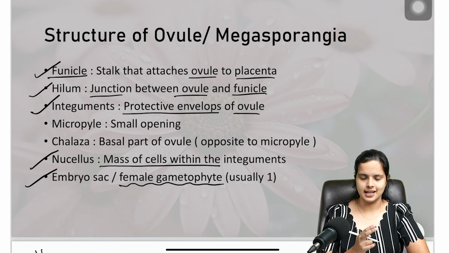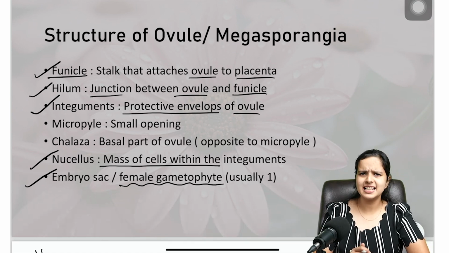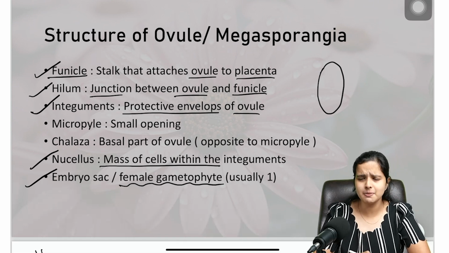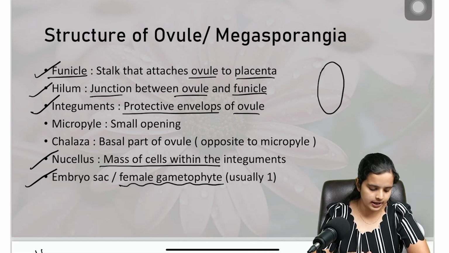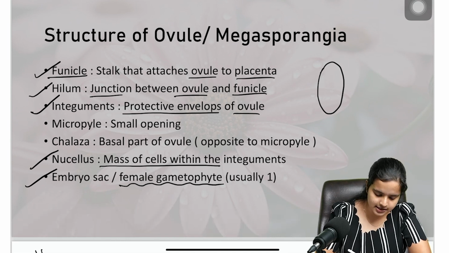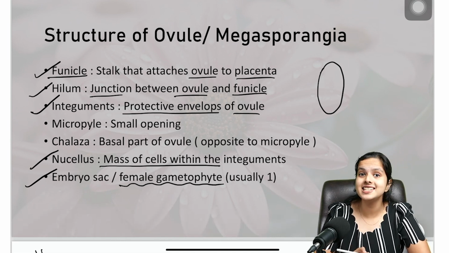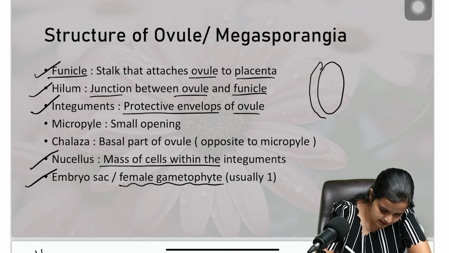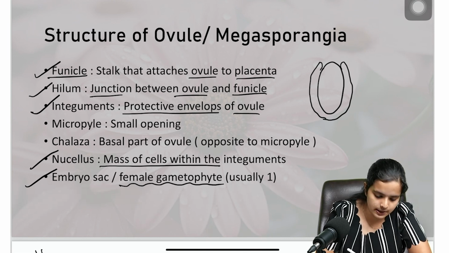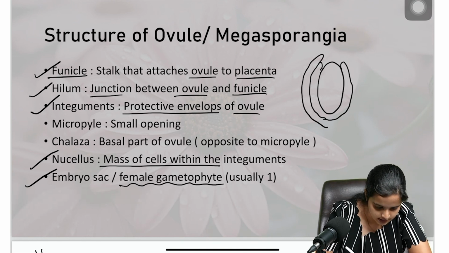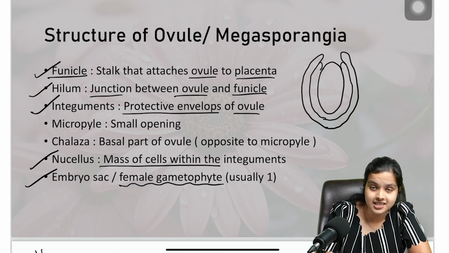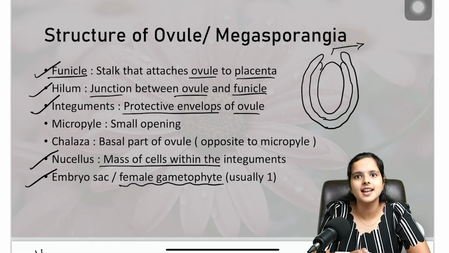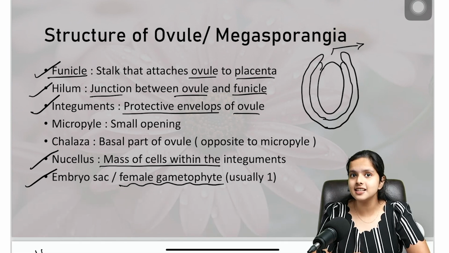Now we have two more terms left, right? The micropyle and the chalaza. Basically these are two sides of the ovule. Imagine an ovule as an oval shaped structure, though it can be of different shapes. There are two sides to an ovule, and in one of them there's a small part where the integuments are not present. Imagine this is the ovule and you have the integuments, the protective envelopes, around it. There is a small part where the integuments are absent, where there is no protective envelope, where it is easy for anyone to enter.